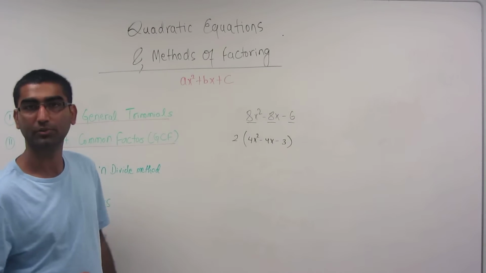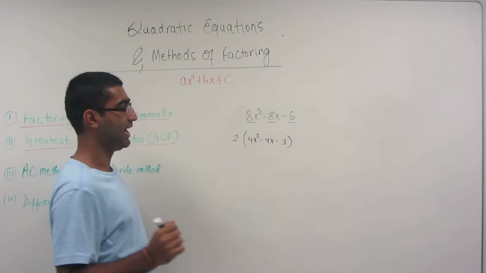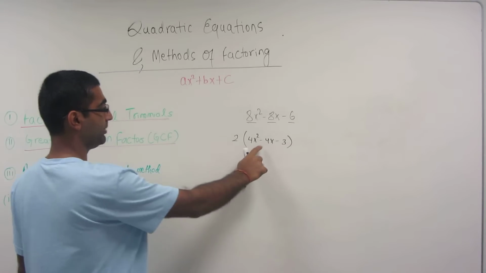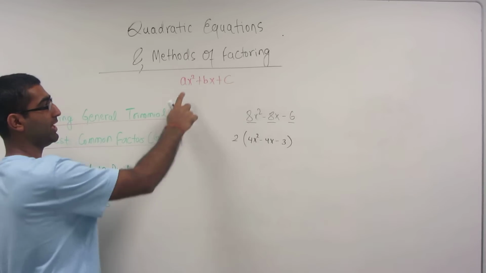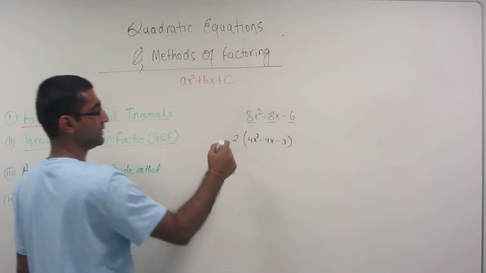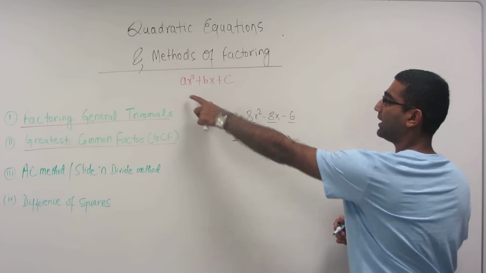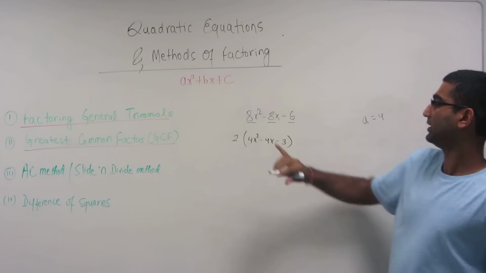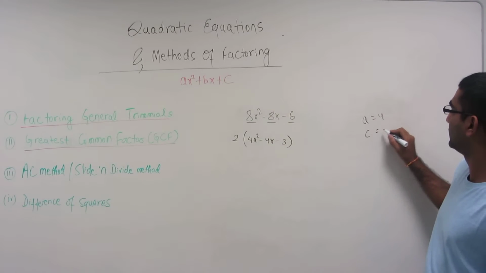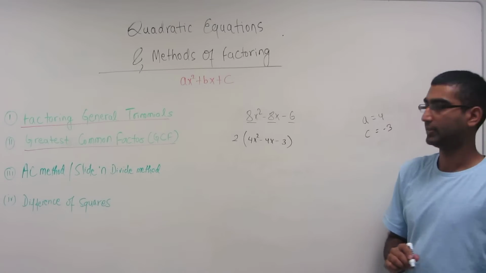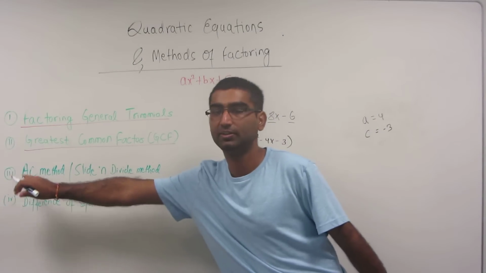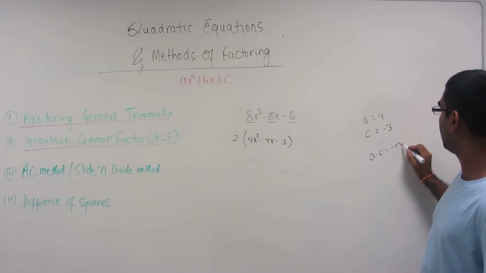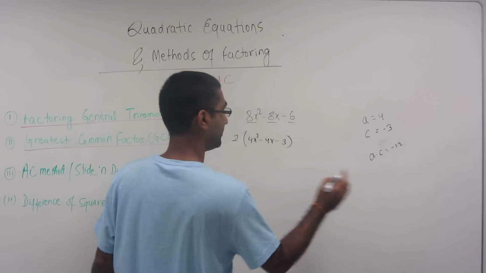But the first thing we need to do is figure out the A and the C value from this quadratic equation. For that, we are going to compare this with the general form, ax squared plus bx plus c. From that, we should see that the A term is 4, and the C term is -3. Now the method says AC method, so we are going to multiply A and C to get -12. Alright? Now this is what we're going to do next.